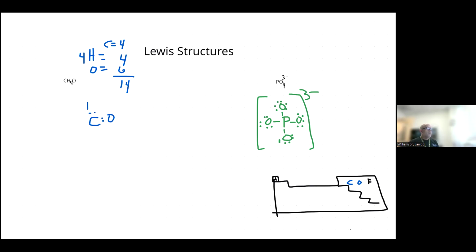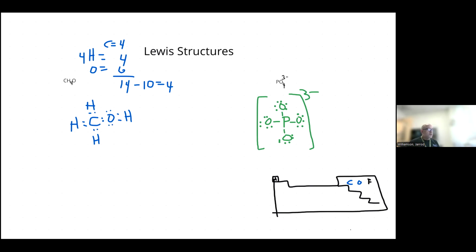1, 2, 3. I got one more hydrogen to connect. I'm going to have to connect it here. 4. So now I got to go 2, 4, 6, 8, 10. Subtract off 10, which means I've got 4 valence electrons left. I'm going to put those on here and here. I've satisfied the octet rule for everybody.